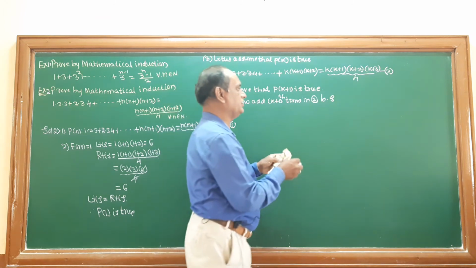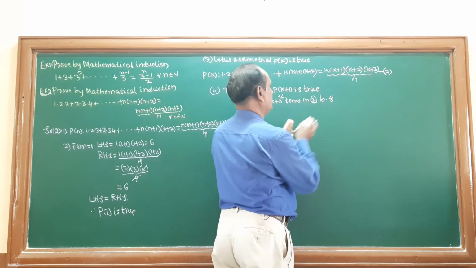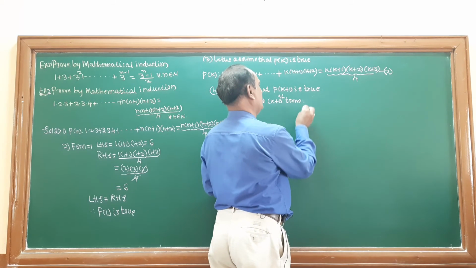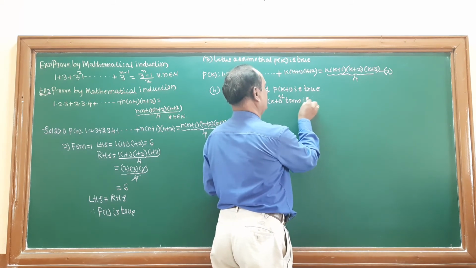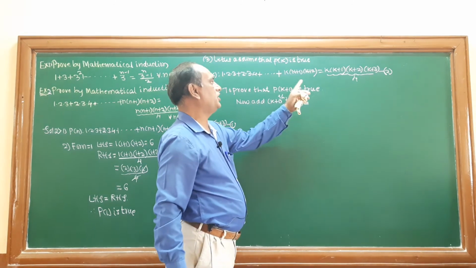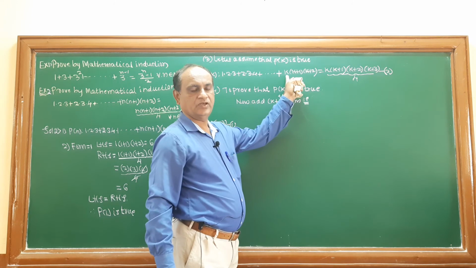The k plus 1th term in equation number 2 on both sides: you must write which term you are adding. So equation number 2 is already written. Here the terms are k, k plus 1, and k plus 2.